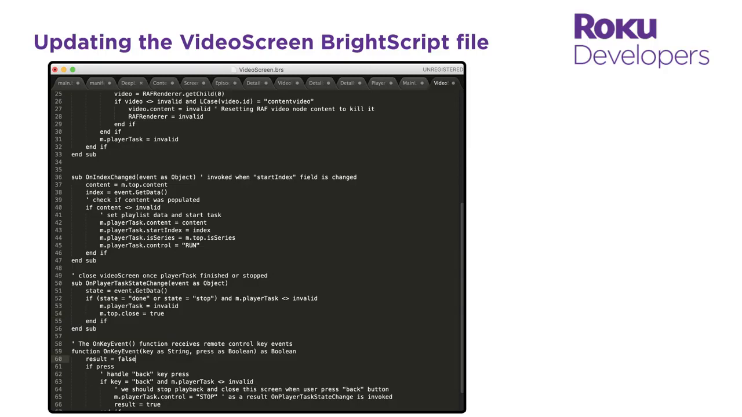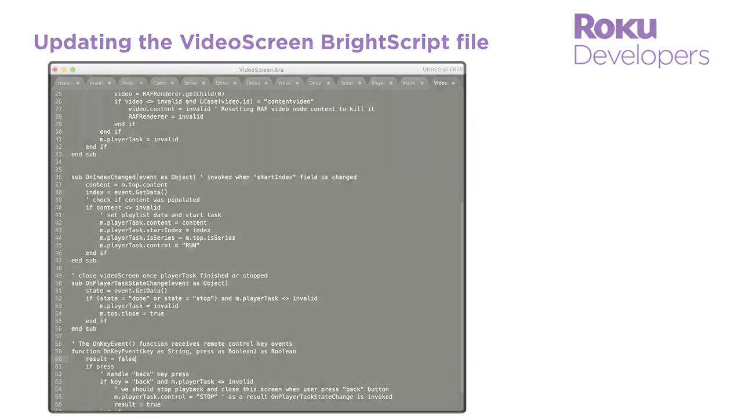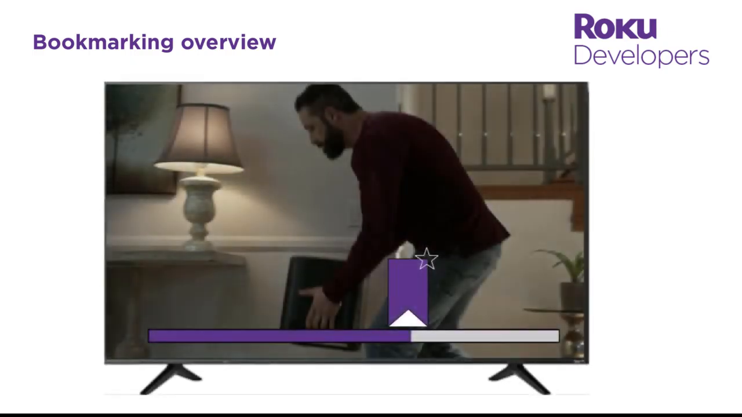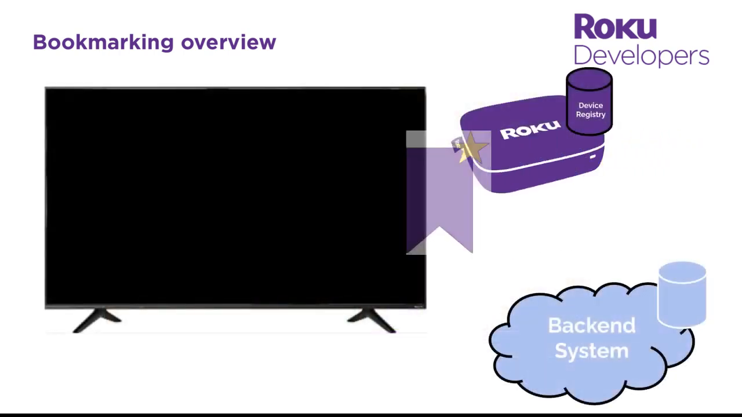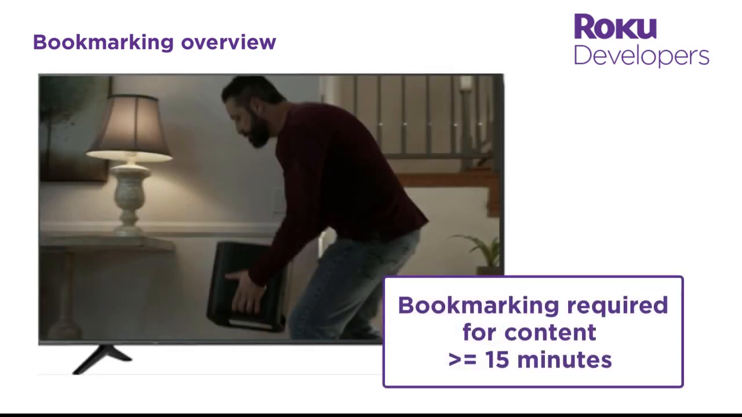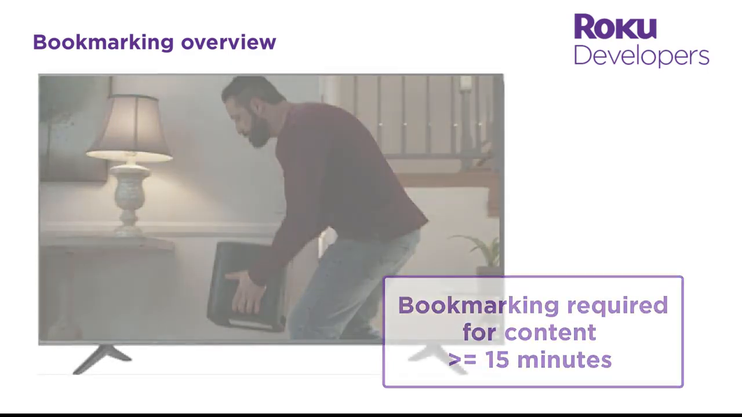And now we're going to move on to implementing our bookmarking functionality. Bookmarking is used to store the place in a video where the user stopped watching, which is referred to as the playback position. When a user continues watching the video, a channel can retrieve the playback position and resume playback at that spot. Bookmarks are required for content that is longer than 15 minutes.